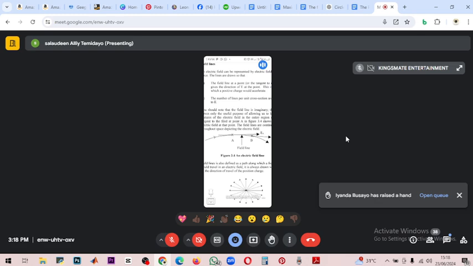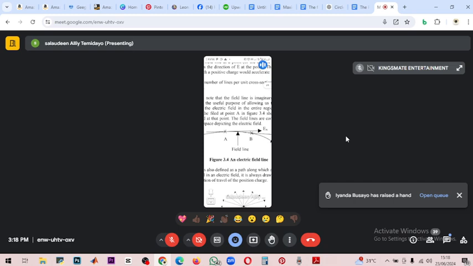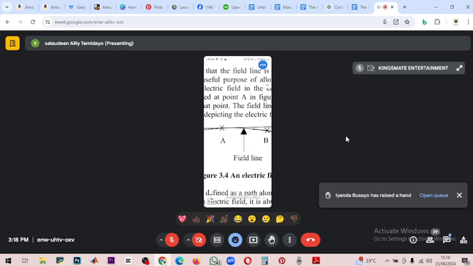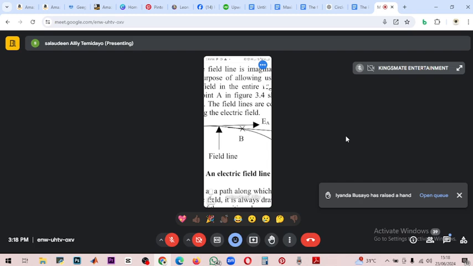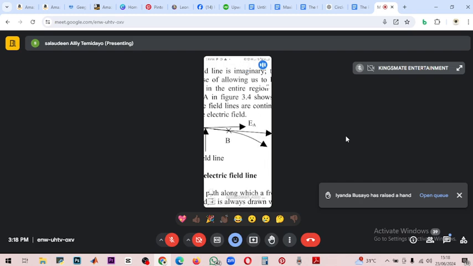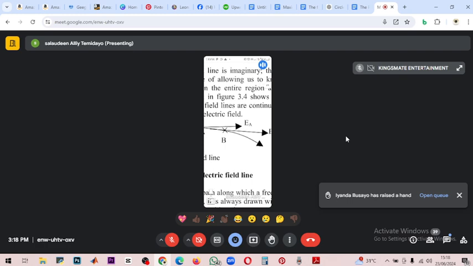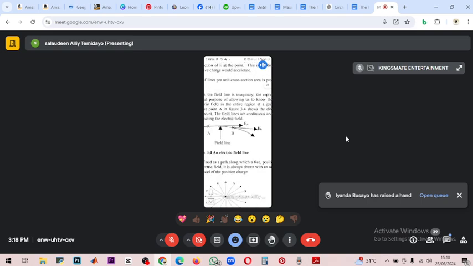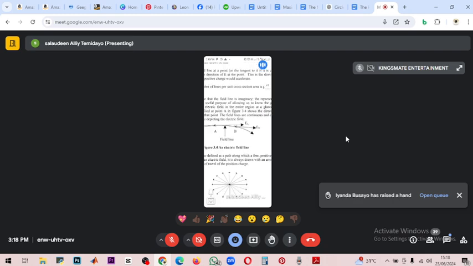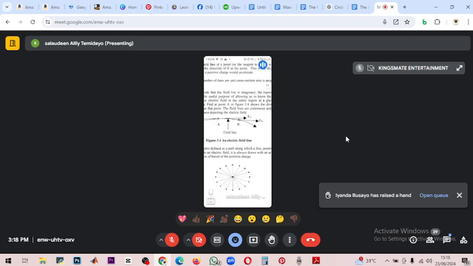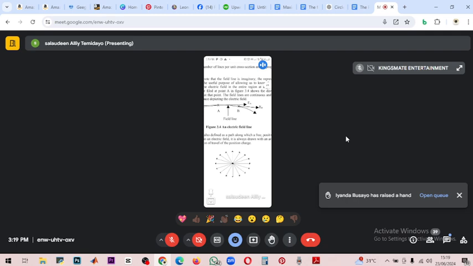They are imaginary lines that show the direction that a positive charge will pass if it is placed in an electric field. Look at this direction now. If a positive charge is placed at A, this is the direction it will pass through, indicated by the arrow. If it is placed at B, this is the direction. You can see it is tangential to the point. That is what we call a line of force.